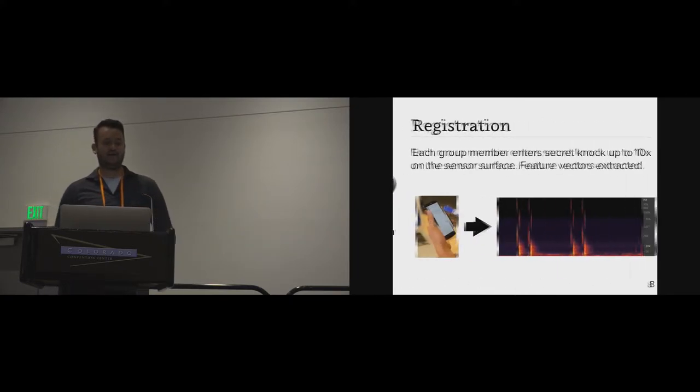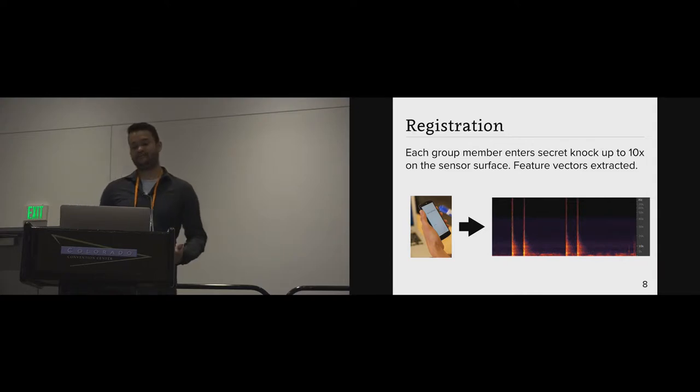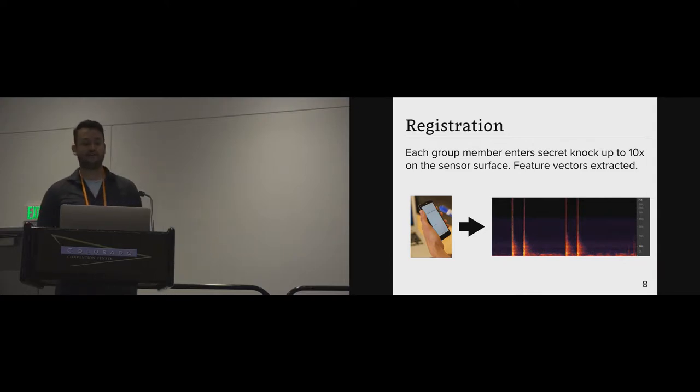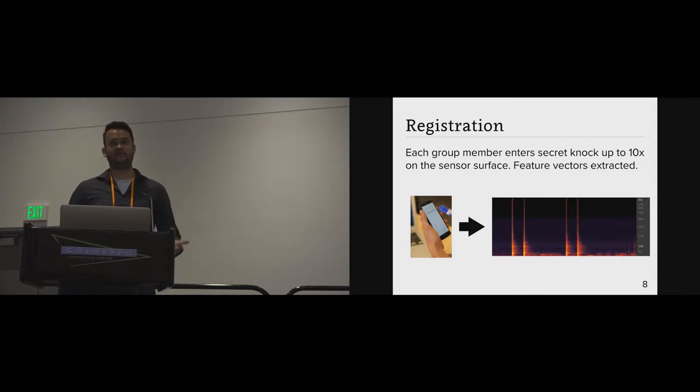And all this happens through three phases, the first of which, of course, is registration, where the group members agree upon a shared secret, and each group member enters a certain number of registration attempts in order to seed Thumbprint with just enough data to learn the group expression of the shared thumbprint.